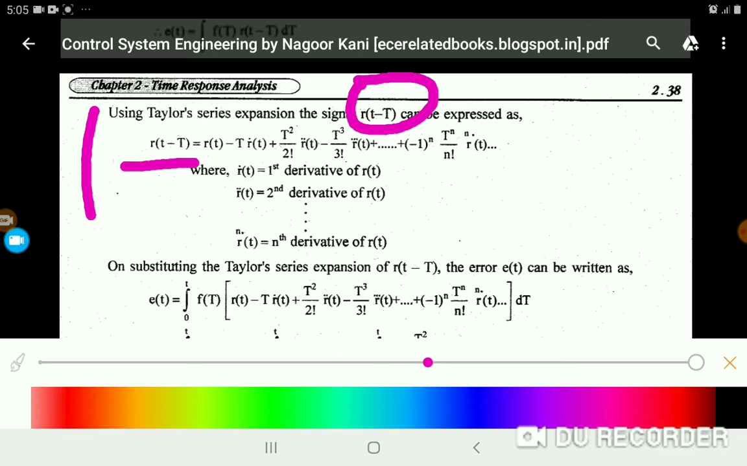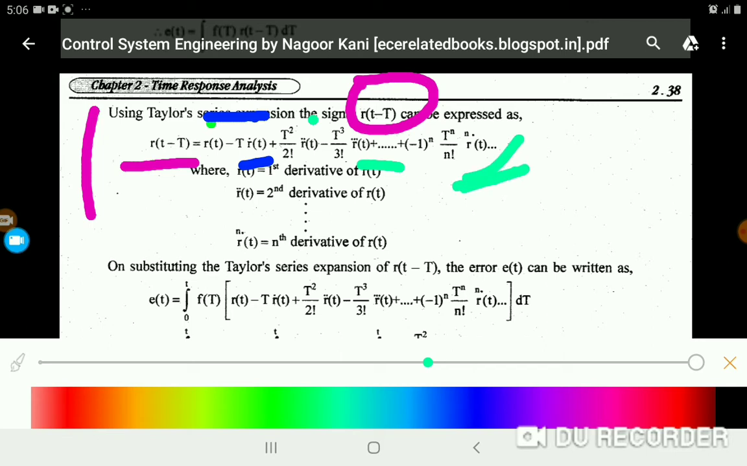Generally r of t minus capital T is written, listen carefully, as r of t minus T (dummy variable) r dot of t plus T square by 2 factorial into r double dot of t minus T cube by 3 factorial r triple dot of t, plus it goes on up to n and beyond n also.